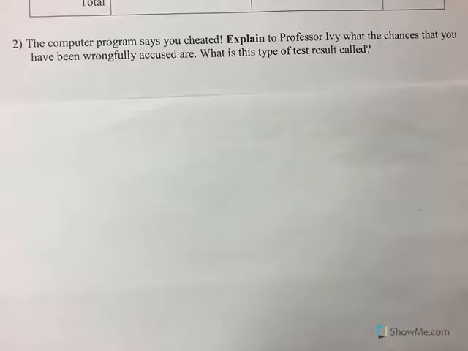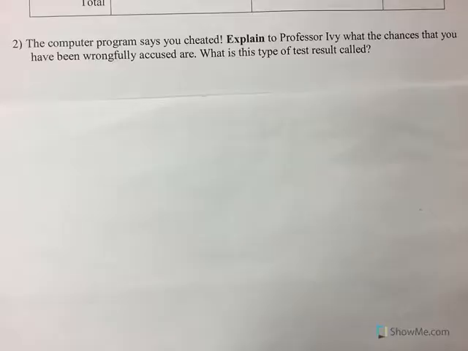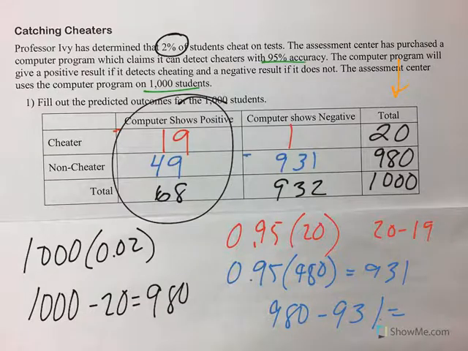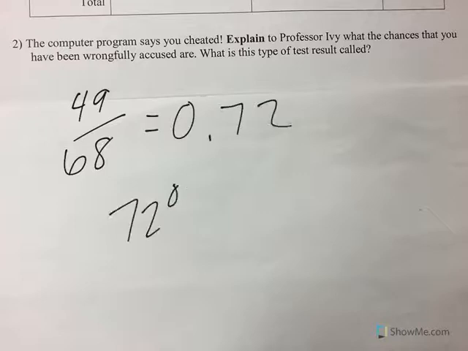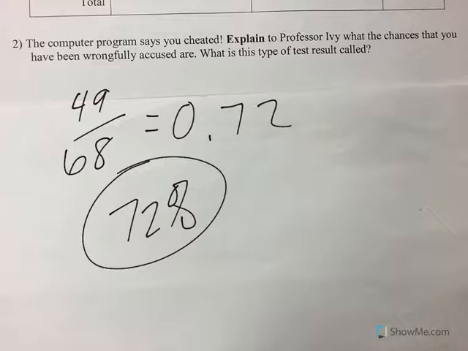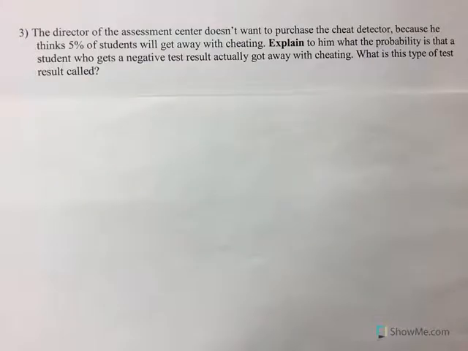So now let's answer some questions. The computer program says you cheated. If it says you cheated, we're talking about testing positive. So explain to Professor Ivy what the chances are that you've been wrongfully accused. Well, not a cheater but tested positive would be 49 over 68, which is 0.72. So there's a 72% chance that you're wrong. You didn't cheat, but they said you did. This is called a false positive because you tested positive, but it was wrong.